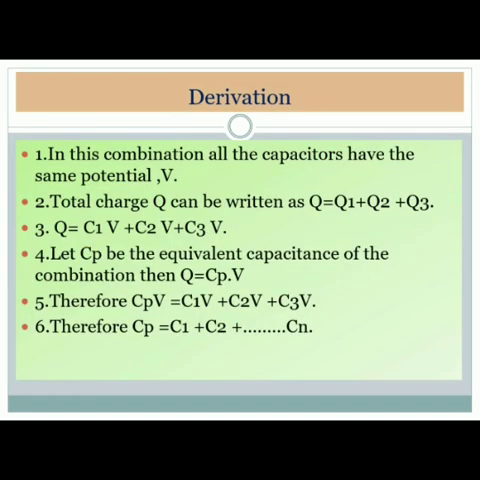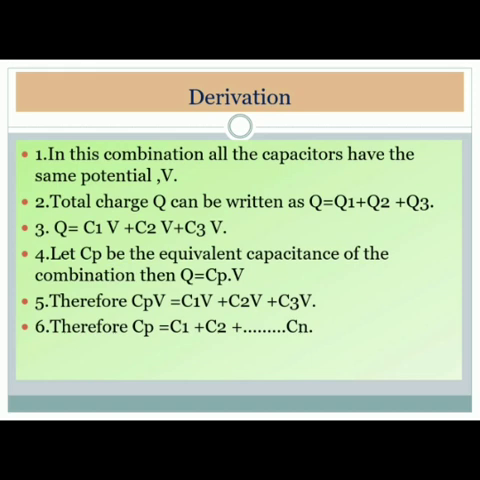Let us proceed to the derivation of the parallel combination of capacitors. In this combination, all the capacitors have the same potential V. The total charge Q can be written as capital Q is equal to Q1 plus Q2 plus Q3. But we know that Q is equal to C1V plus C2V plus C3V.